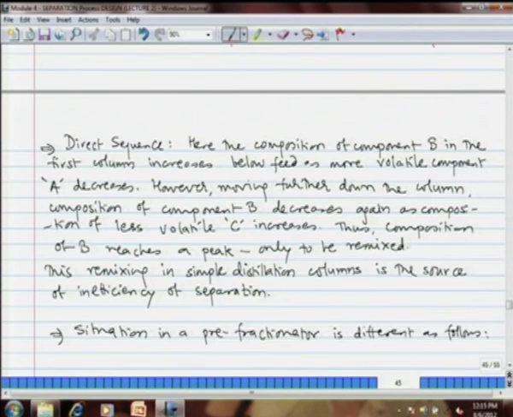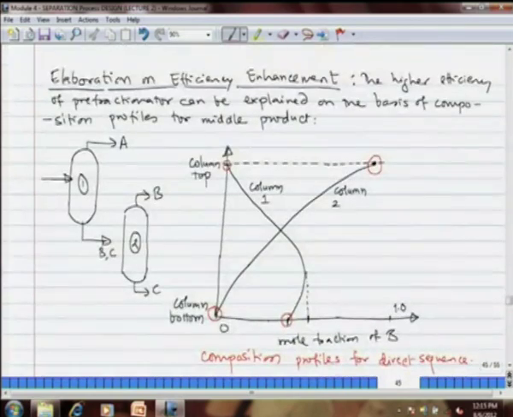Now, in this sequence, the composition of component B in the first column increases below the feed as more volatile component A decreases. However, moving further down the column, the composition of component B decreases again as the composition of less volatile C increases. So, if you couple the columns, if you are considering this as a single entity, you obtain here a maxima for B, and then again B is getting remixed into the process. The first column separates A from BC. So, B flows down, its concentration increases. In the second column, B flows up, and then again its concentration decreases. So, in between you are going to have a maxima for B.